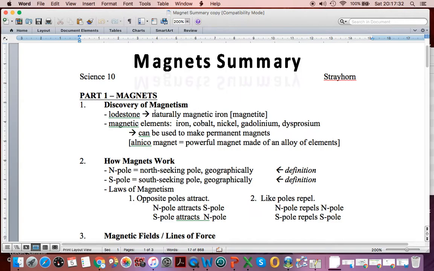So we know about the discovery of magnetism, lodestone, which now we call magnetite. Earlier in notes we gave you 4 magnetic elements, and now we've added dysprosium. So these are 5 strongly magnetic elements, and any of those can be used to make permanent magnets.